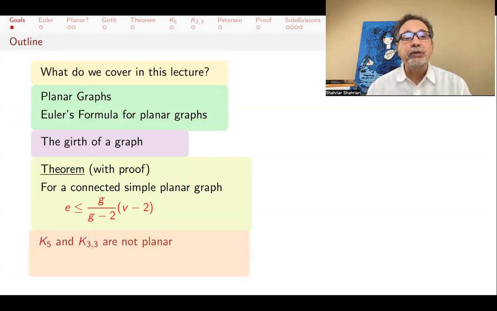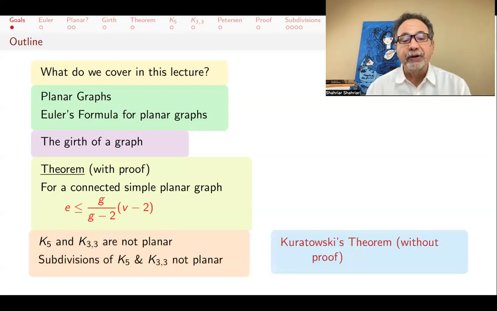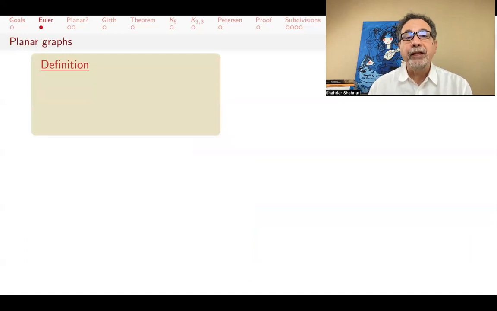As a consequence, we can prove that the complete graph on 5 vertices, K5, and the complete bipartite graph on 3 and 3 vertices, K3,3, are non-planar. We also will discuss the fact that subdivisions of these graphs are also non-planar. And then without proof, we will tell you about the amazing Kuratowski theorem that gives a necessary and sufficient condition for graphs being planar.